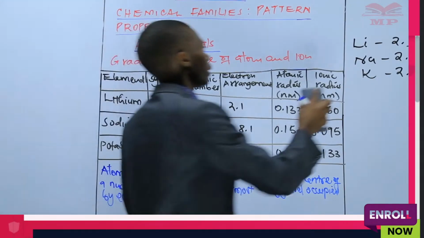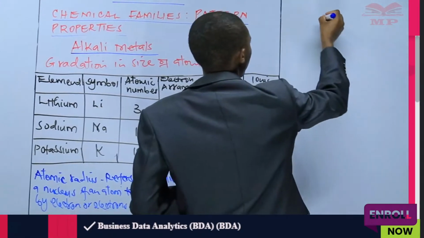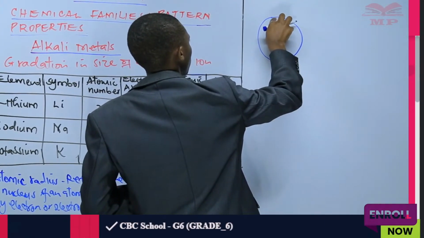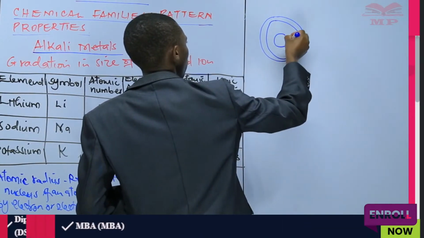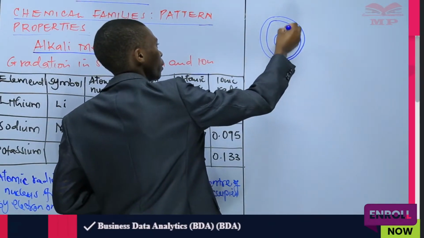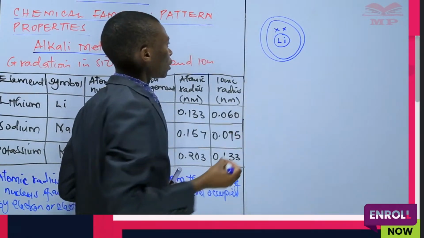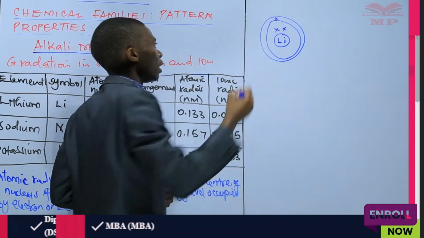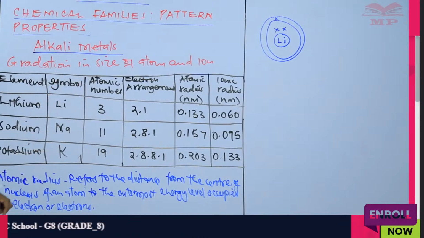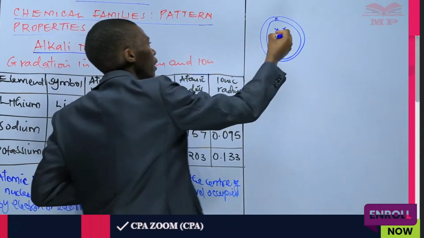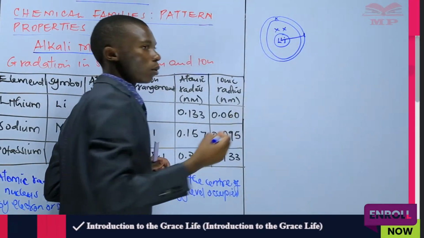For example, if this is an atom, this is the energy level. This is the nucleus of that atom. Let's say the atom is lithium. So the lithium atom, this is the first energy level. The first energy level has 2 electrons, and the outermost energy level has 1 electron because the configuration of lithium is 2-1. Therefore, the atomic radius is the distance from the center of this nucleus to the outermost energy level. So the distance from here to here, that is what we are calling the atomic radius.